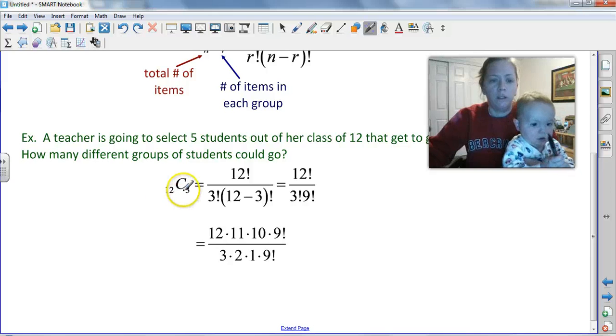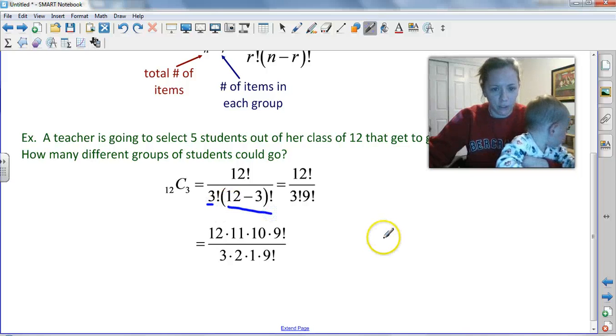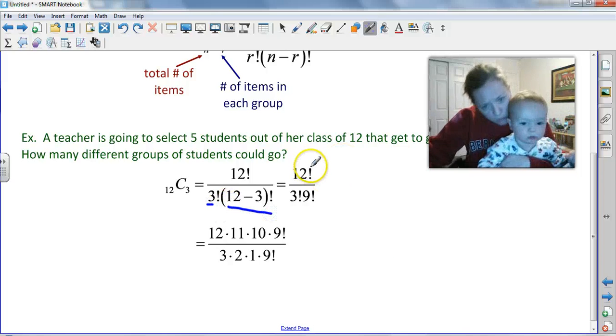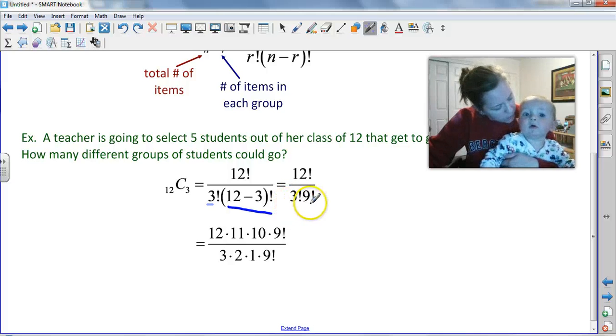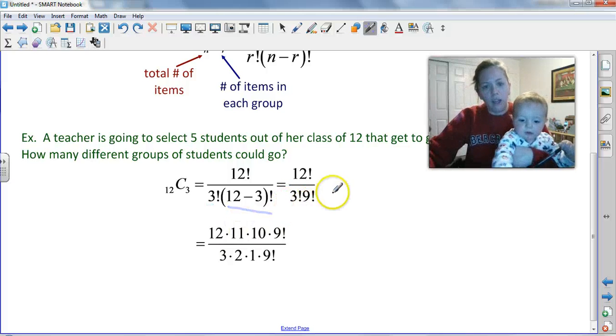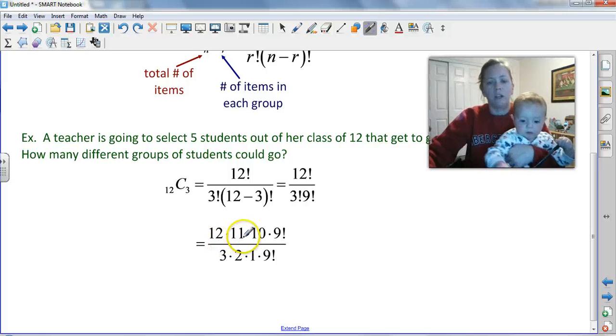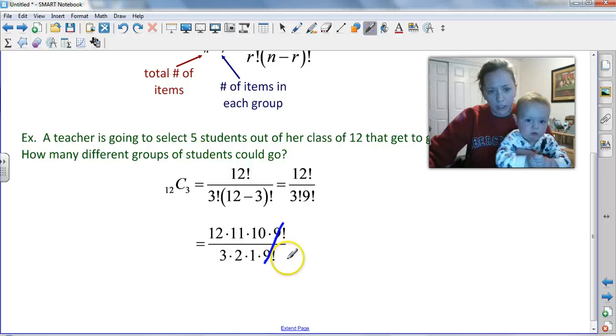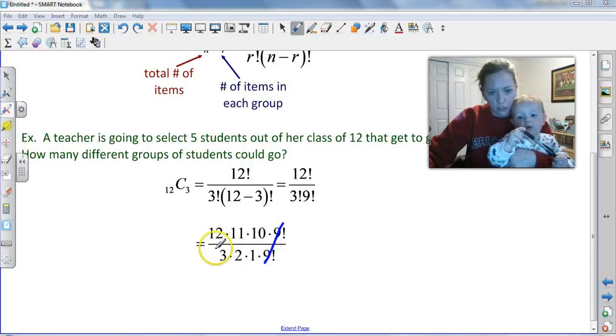So if I want 12 combination 5, I'd have 12 factorial divided by 5 factorial times 12 minus 5 factorial. That simplifies to be 12 factorial over 5 factorial times 7 factorial. And so then what we're going to do is write it out. 12 times 11 times 10 times 9 factorial. My 9 factorials are going to cancel out. And I'm also going to divide out some things here. Maybe I'll divide the 3 into the 12. 3 goes into 12 4 times.